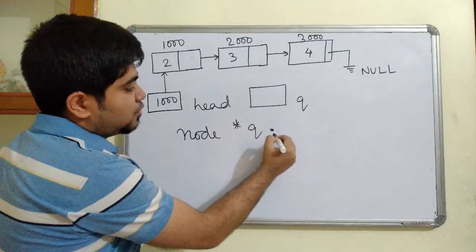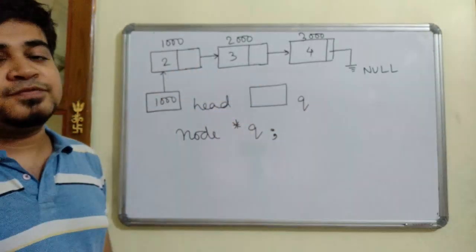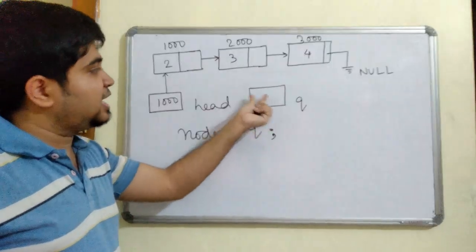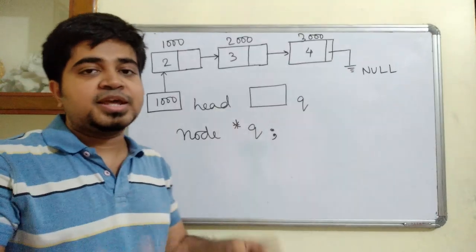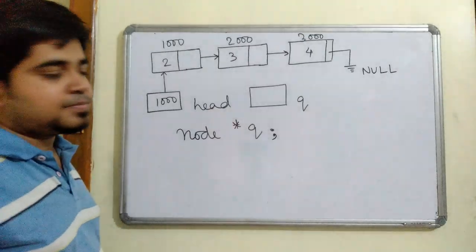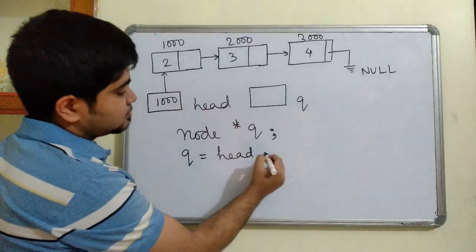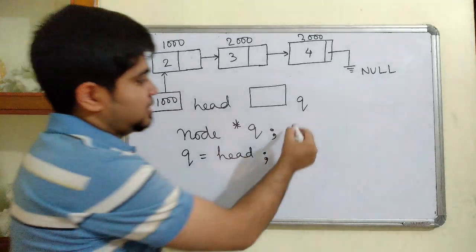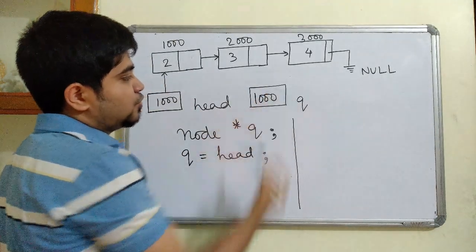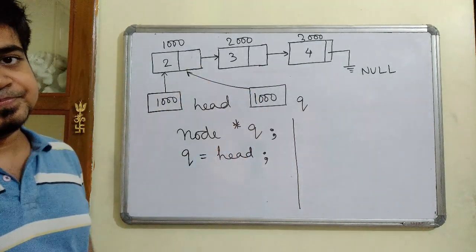Node star q will create this very pointer which will point to the first location, but we need to make it point. So first we have defined this pointer which can point to a structure, or rather it can hold the address of a structure. Now I need to put this 1000 over here. For this very purpose, I simply write q is equal to head. This q equal to head will put 1000 into q, and q will now point to this very first address.